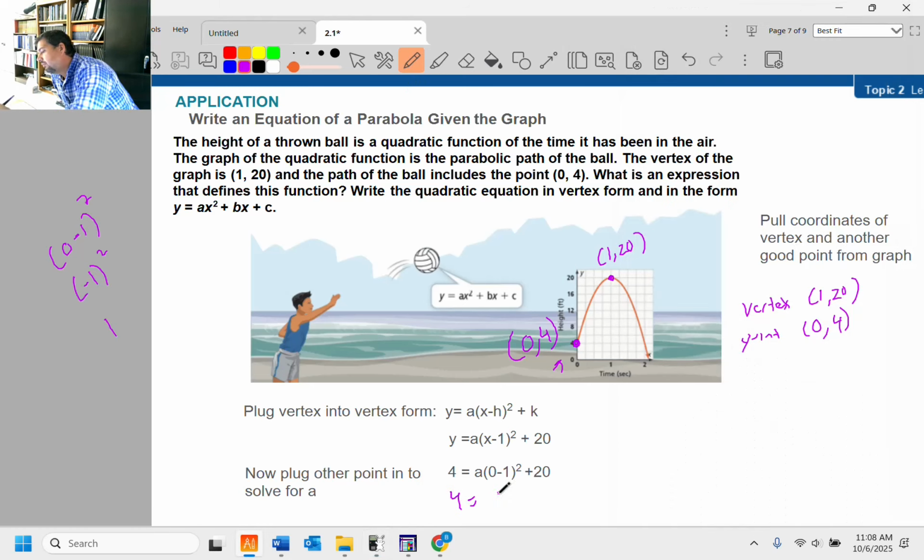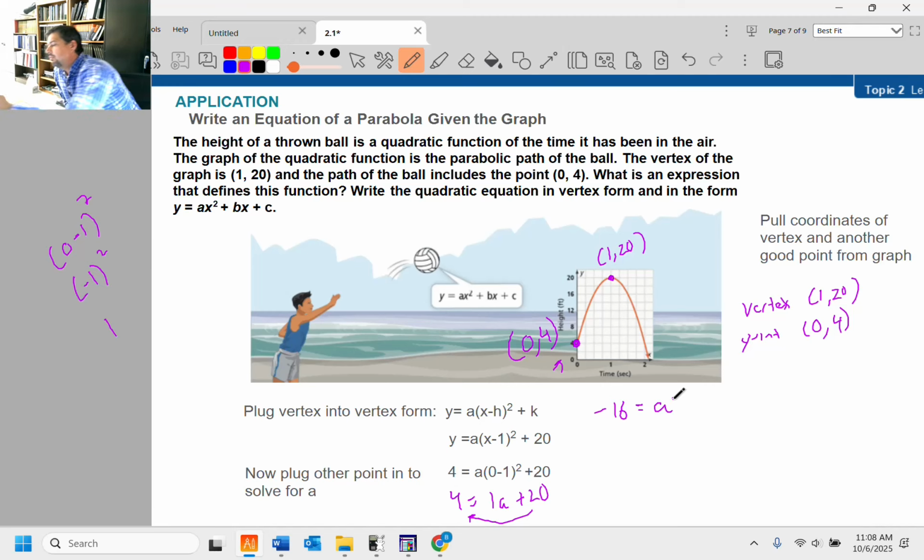So 4 equals 1a plus 20. We're going to do two-step algebra. There's a reason they make two-step equations such a big deal in Algebra 1. We just shift that 20 over. 4 minus 20 is negative 16, and we're more or less done.